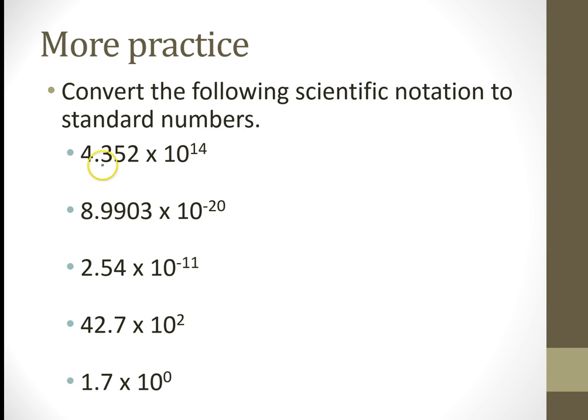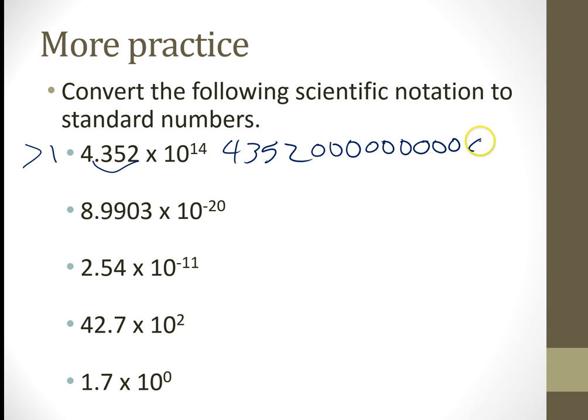Okay, so for this one, you're going to move the decimal, it's greater than 1. You're going to move the decimal 3 times around those numbers, so that means it's going to be 4, 3, 5, 2, followed by 11 zeros. Okay, I had to move it 14 times.